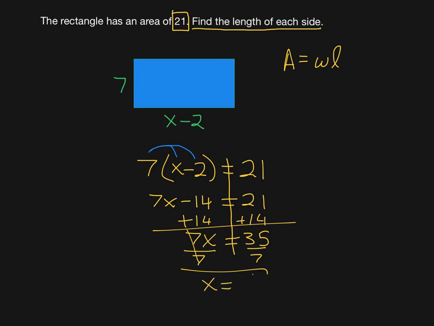1x equals 5. So to find both sides, I already know that one side is 7, and I can put x equals 5 into the length. 5 minus 2 equals 3. So my lengths are 7 and 3 in this rectangle.